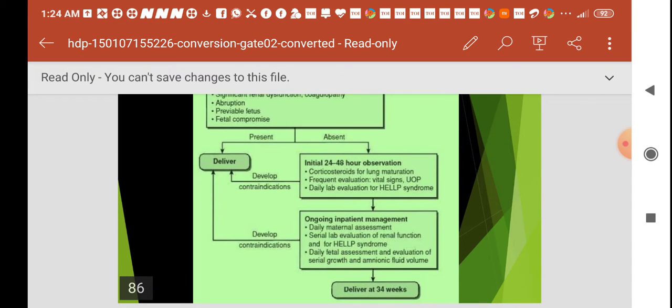But if these features are absent, you can still do an initial 24 to 48 hours observation, because here you will get time to give corticosteroids for lung maturation. During that, there should be frequent evaluation of vital signs and urine output. Daily lab investigation for the development of HELLP syndrome should be done during this 24 to 48 hours when you are considering giving corticosteroids. Ongoing inpatient management is done with daily maternal assessment, serial lab evaluation of renal function and for HELLP syndrome, daily fetal assessment and evaluation of serial growth and amniotic fluid volume.